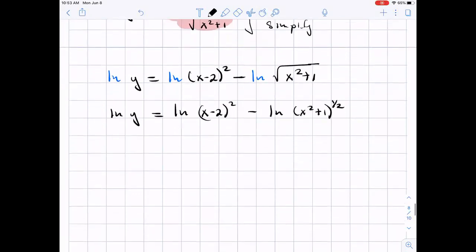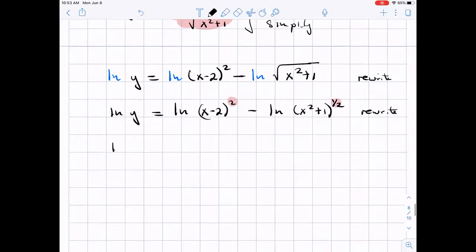So all we did here was rewrite. Now we're going to rewrite again, because in logarithms, the exponent becomes a product. So we have ln of y is equal to 2 ln of (x minus 2) minus 1/2 ln of (x squared plus 1).